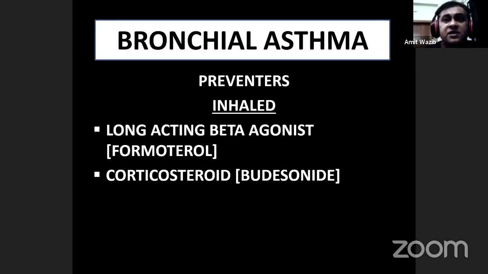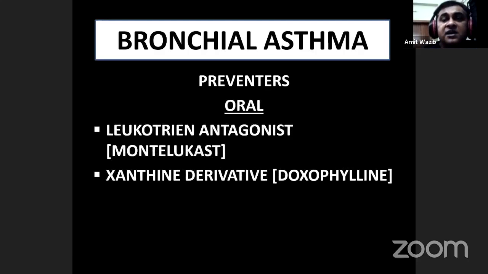So these two drugs are now the drugs of choice for preventing asthma episodes. Still, we have oral agents acting as preventers in asthma. These are leukotriene antagonists. The agent is montelukast. This is a very popular drug in our country. And the xanthine derivative doxycycline, which we can also use in COPD, is also helpful in preventing asthma episodes. So these oral drugs can also be used in addition to the inhaled agents, but still the inhaled agents are preferred.